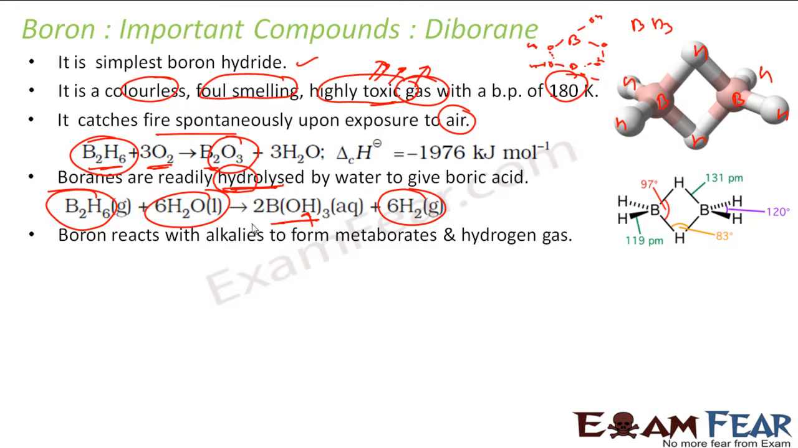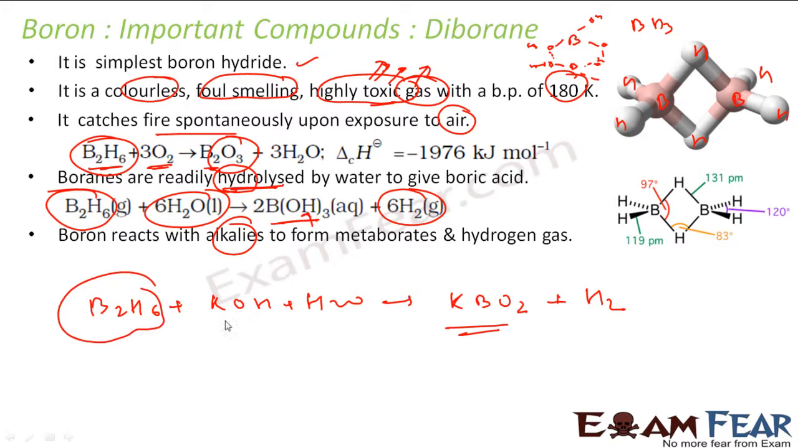It also reacts with alkali to form metaborates and hydrogen gas. Let me write the reaction for it. Let's take this diborane and react with alkali, potassium hydroxide, and it has to be aqueous. Let's put some water here. So it will give KBO2, that is potassium metaborate, and also give hydrogen gas.